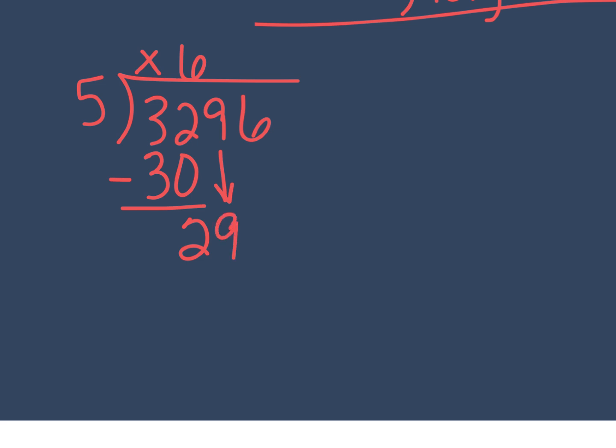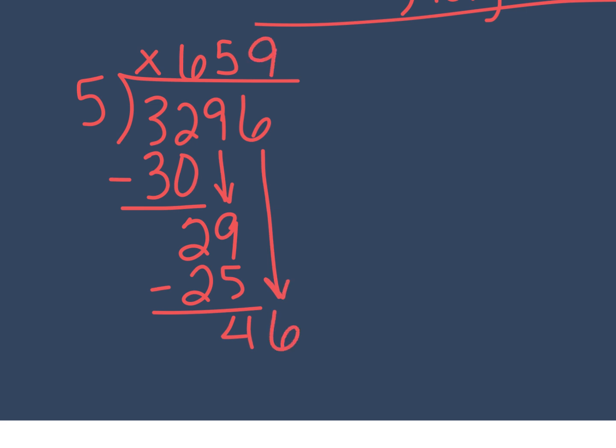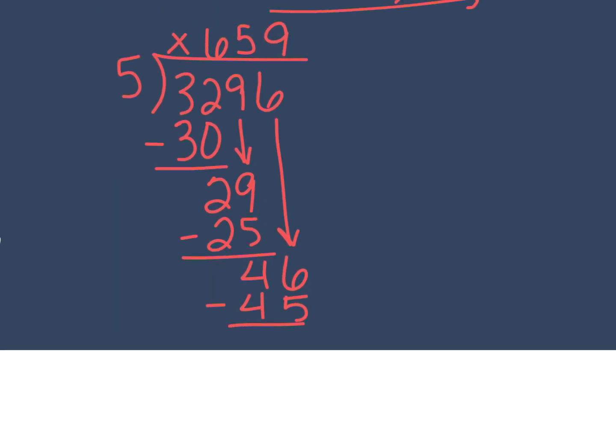So how many 5s are in 29? 5. And then we what? We multiply. We get 25. And then we subtract, we get 4, and we bring down the 6. We do it one more time. How many 5s are in 46? 9. We multiply. We subtract. And that's our remainder.